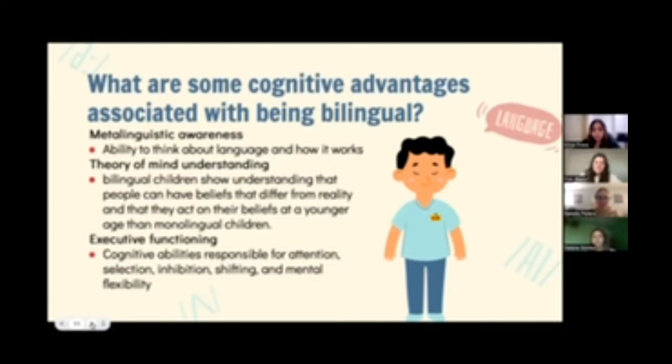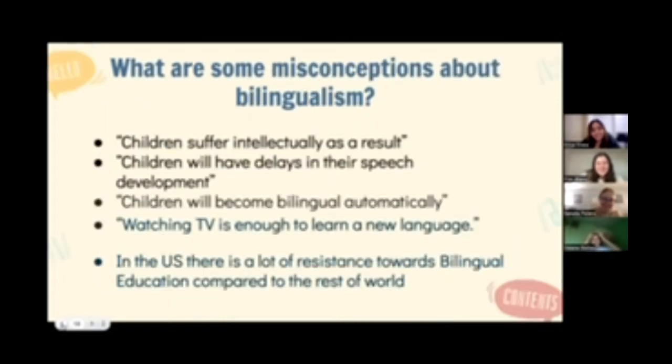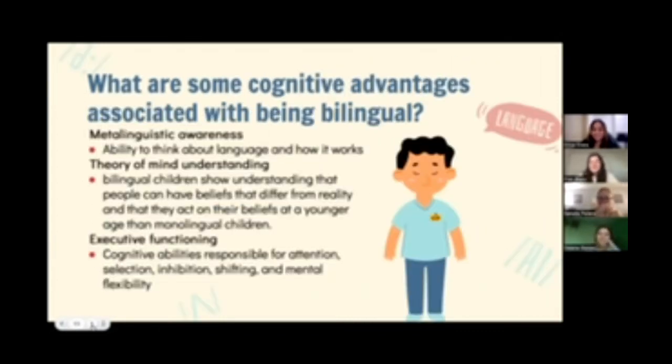Guys, I broke up. Can I start over? It's okay, yeah, just start over. You were doing so good. I know. Okay. You want to start from this slide? Which one, the third one? The cognitive advantage slide? Yes. Okay.